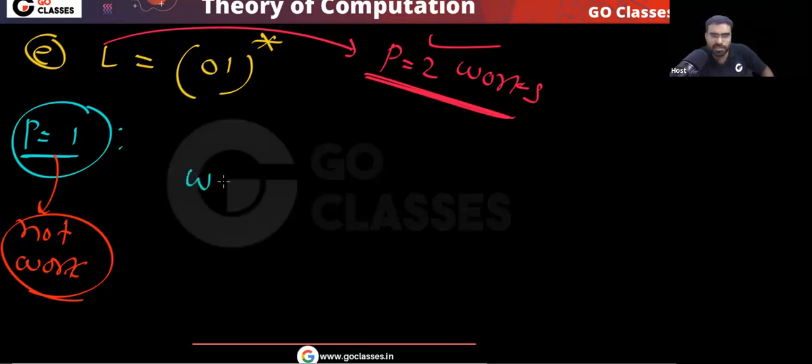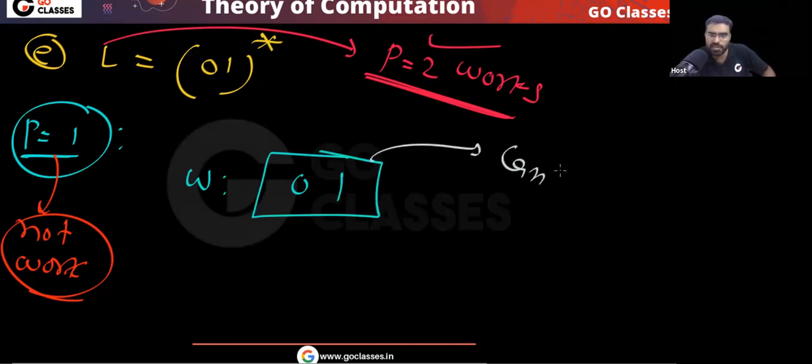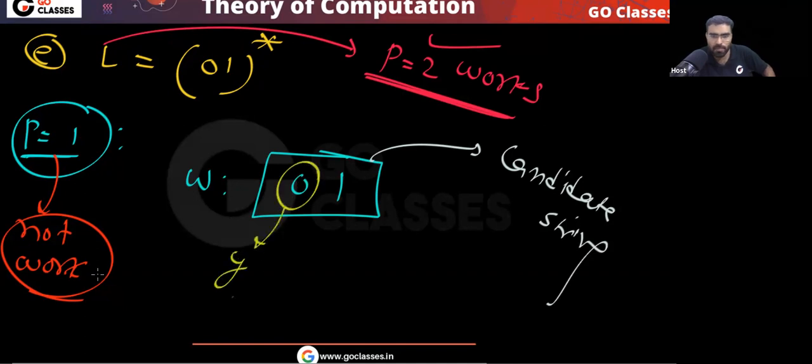For example, consider this string. This is a candidate string. You can notice this is a candidate string. So take this string. In this string, what will happen? This is the only possibility for y. In which area will you find y? Tell me. You will find y in this area, in the first one symbol.